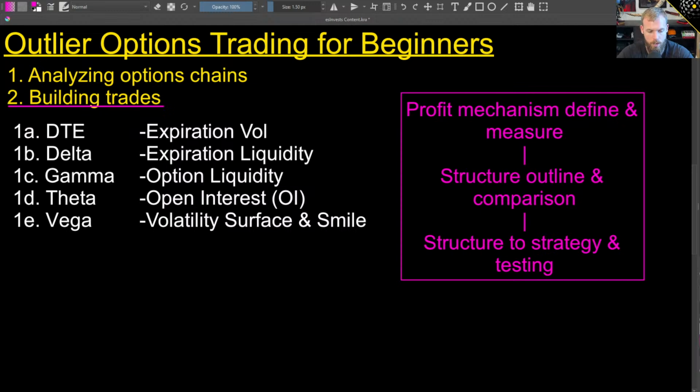I don't know which one I would use if I was you guys. But that's what we'll cover in the next one. Analyzing options chains. You go with S and S. Options chains. Yeah, that sounds comfortable to me. That feels right.